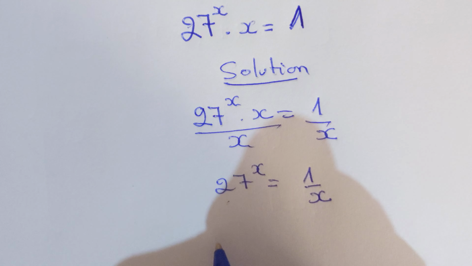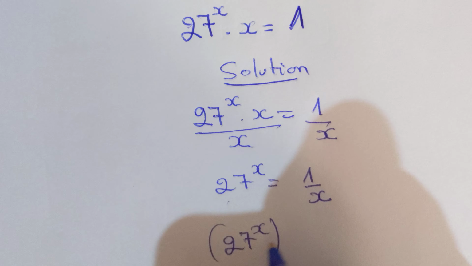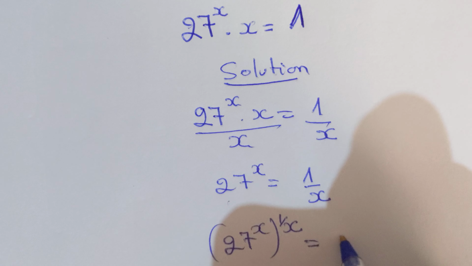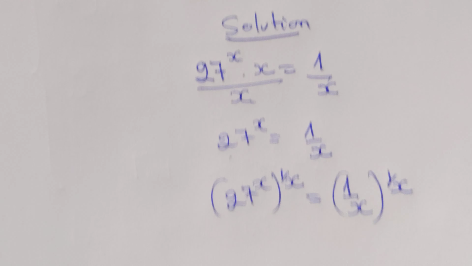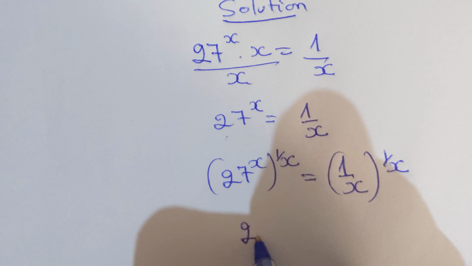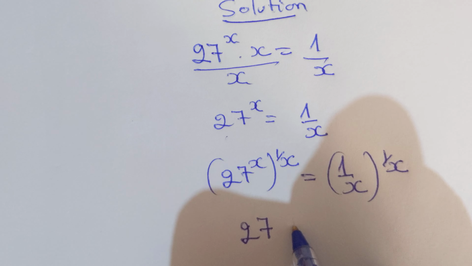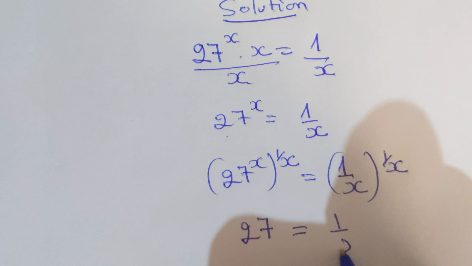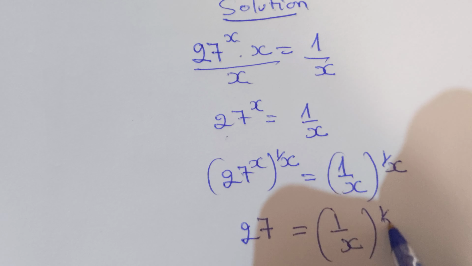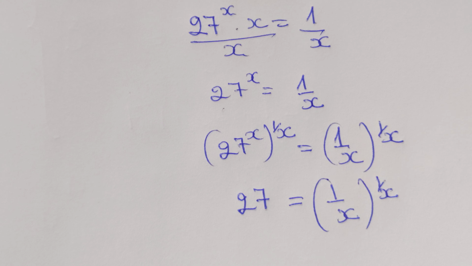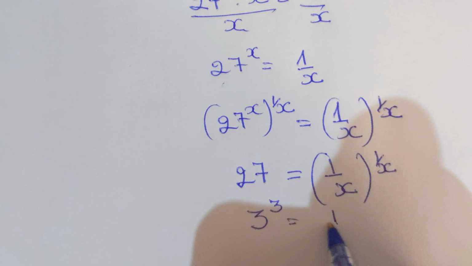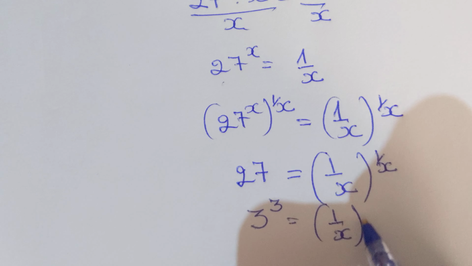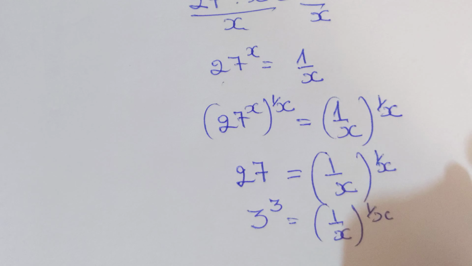Then we are going to multiply the power 1 over x here, which is equal to 1 over x, then power 1 over x. This will provide 27, because this one will be cancelled, to get 1 over x power 1 over x. 27 is equal to 3 to the power of 3, which is equal to 1 over x, then power 1 over x.